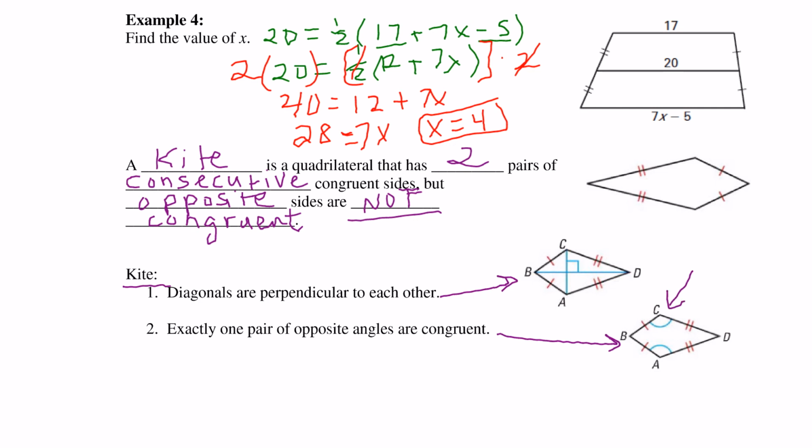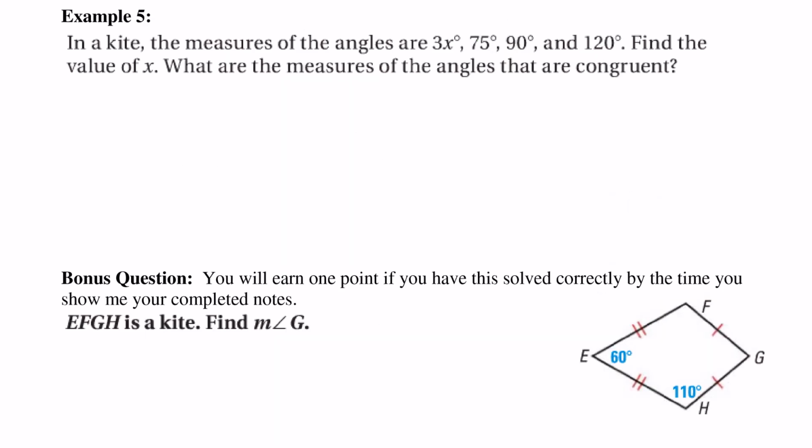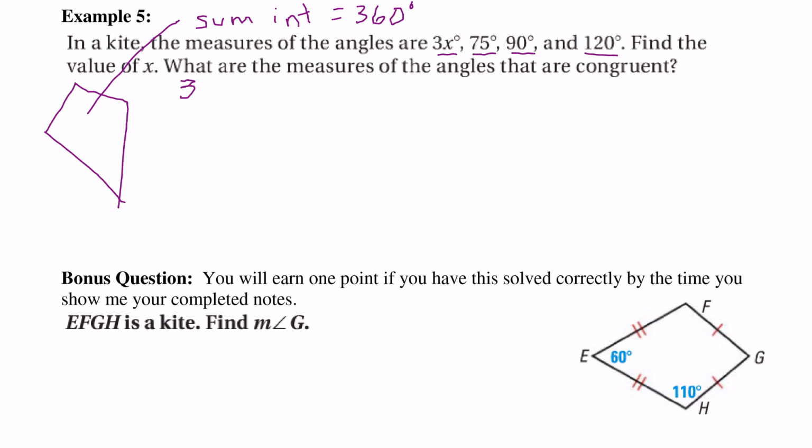All right, so example 5 is a typical type of question you're going to see. So it's a kite. And the measures of the angles are going to be 3x, 75, 90, and 120. So if you notice, there are 4 sides up here, which means the sum of your interior angles is going to be 360 degrees, like we've seen in all other quadrilaterals. And we need to solve for the value of x. So we need to add these together. So 3x plus 75 plus my 90 plus my 120 has to equal my 360.